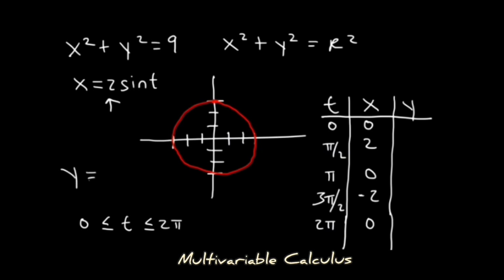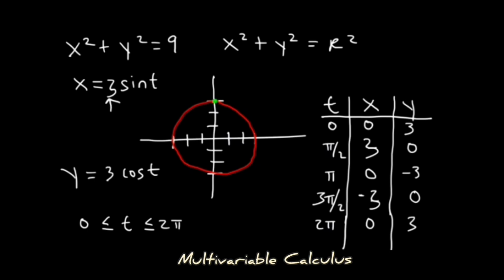Now let's move on to the other one. Actually, this is supposed to be a 3. I'm making too many mistakes here. So that's 3 and negative 3. We said that y was 3 cosine t. Cosine pi over 2 is 0, and cosine 3 pi over 2 is also 0. Now cosine of 0 is 1 times 3, which is going to be 3. Cosine 2 pi is also 1 times 3, which will give us 3. Cosine pi is negative 1, so this is going to be negative 3.